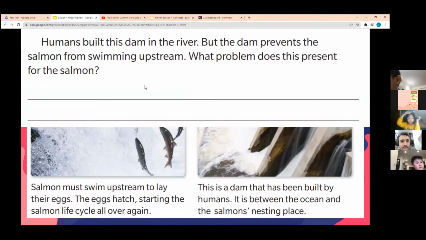So we asked you guys this question. Humans built this dam in the river, but the dam prevents the salmon from swimming upstream. What problem does this present for the salmon?